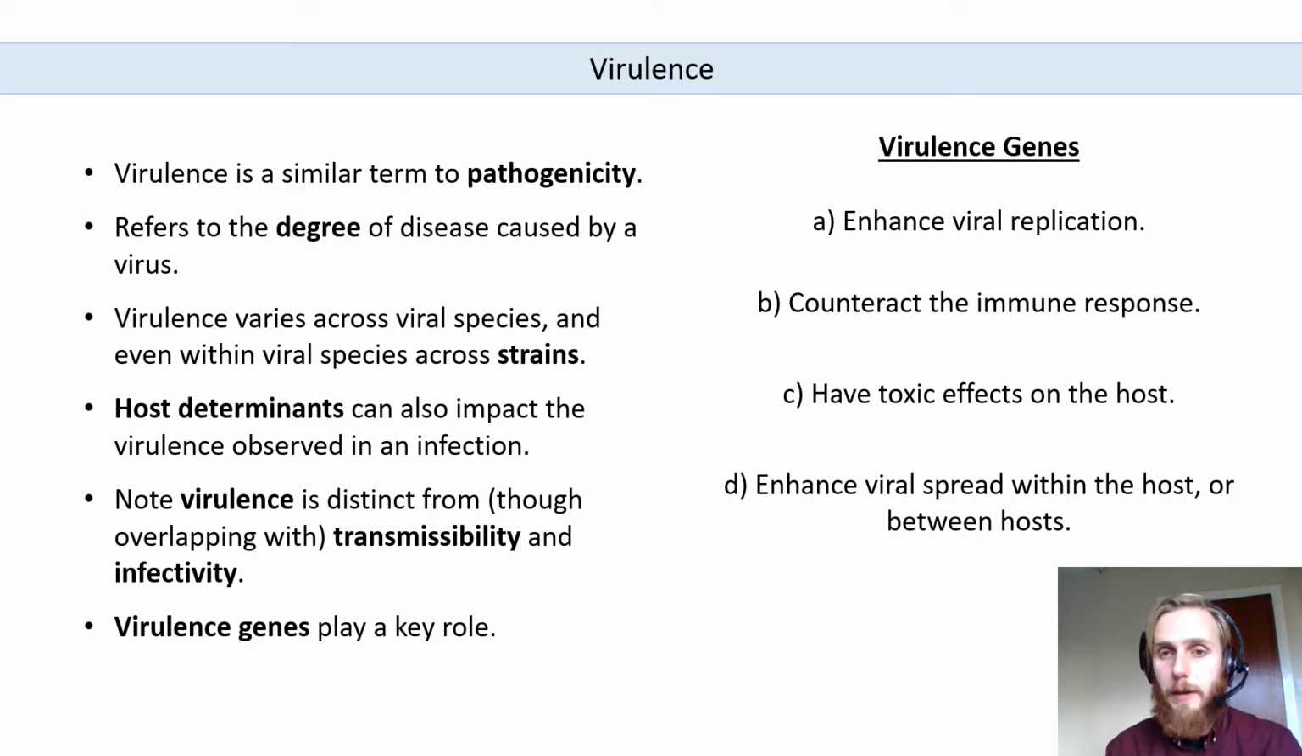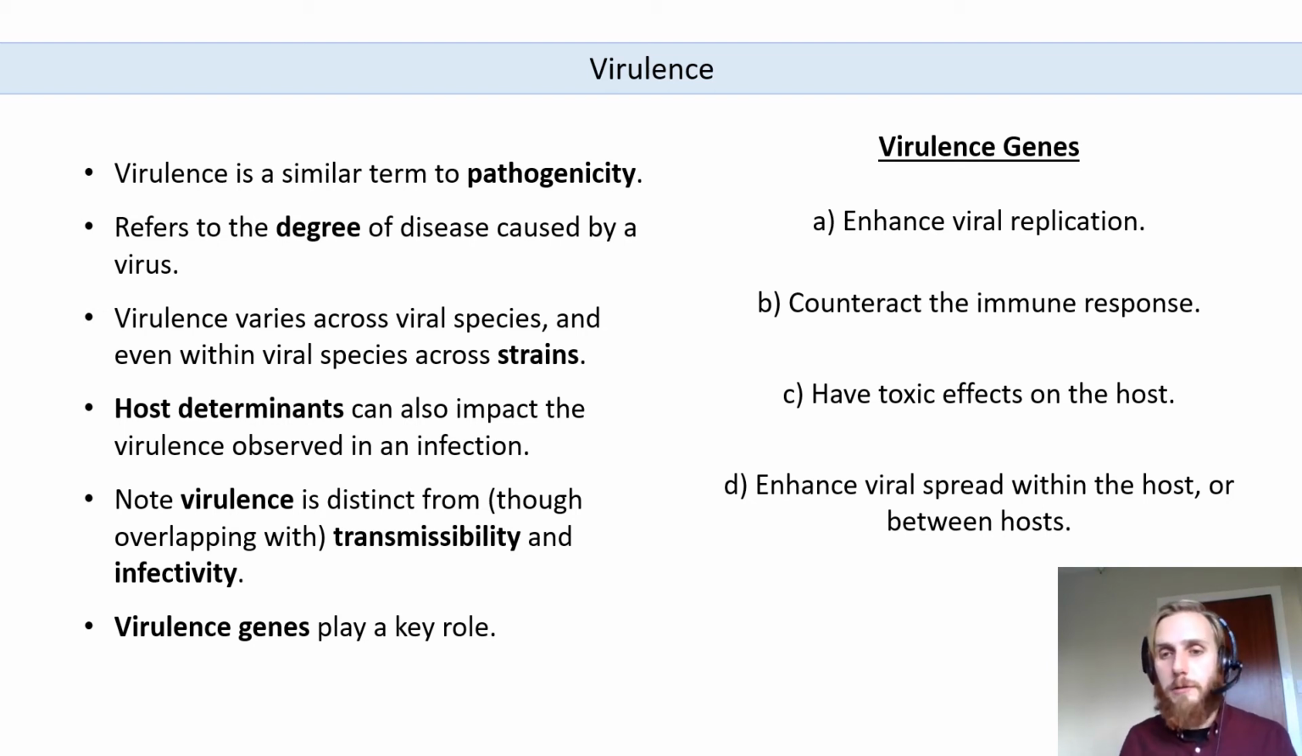The four groups we have here are enhancing viral replication. So we have virulence genes that enhance viral replication. We have genes that counteract the immune response. And we have genes that have direct toxic effects on the host. And then we have genes that somehow enhance the spread of the virus, whether we're talking about cells within a host or between hosts. These genes enhance the spread. So genes belonging to each of these categories have the capacity to increase the ability of the virus to cause disease, and therefore have the capacity to increase the degree of disease caused.